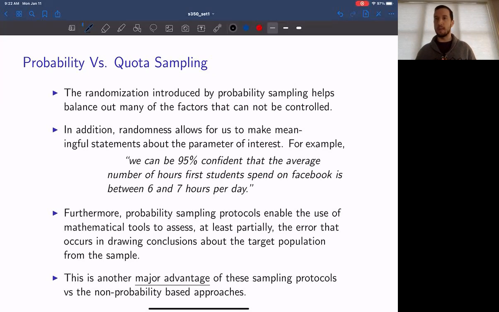So we can attach statements like that, which would be attached to a confidence interval, and say that we are some percentage confident that the parameter of interest is in between the lower bound and the upper bound of that interval. So it gives us inferential capability, and it allows us to use the statistical techniques that we have established in previous courses.